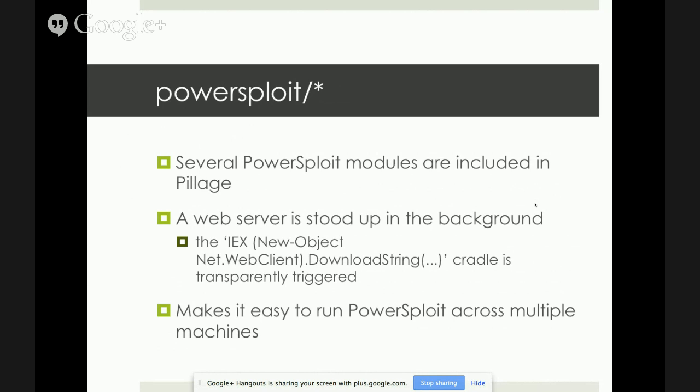So just like that SMB server stood up in the background, if you want to invoke a PowerSploit command, it'll stand up a web server in the background, completely transparent to the user, and then triggers this little download cradle, downloads the PowerShell snippet from your machine, runs it, gets results and all that. So it's really easy to run it across a bunch of machines.